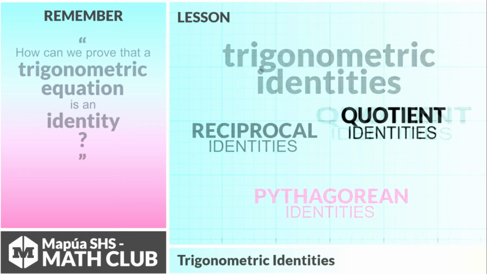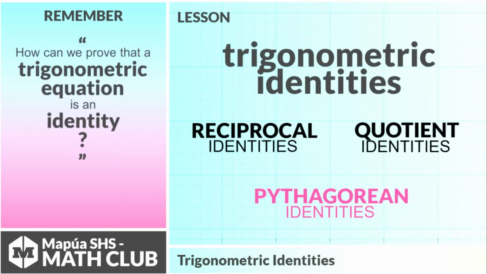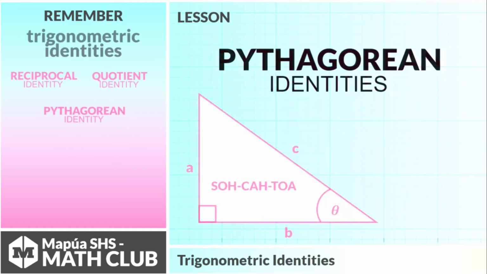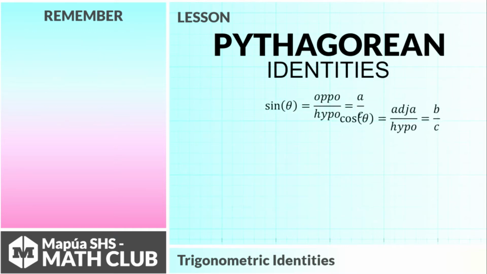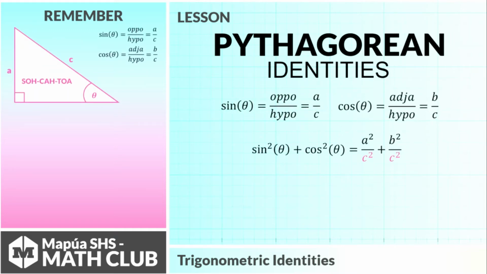Lastly, for the Pythagorean identity, let's look at this triangle ABC as an example. As we can see, sine theta is equal to A over C, basing on the SOHCAHTOA from our past videos. Meanwhile, cosine theta is equal to B over C. Hence, if we try to add the squares of both sine and cosine, we'll have sine squared theta plus cos squared theta is equal to A squared over C squared plus B squared over C squared.